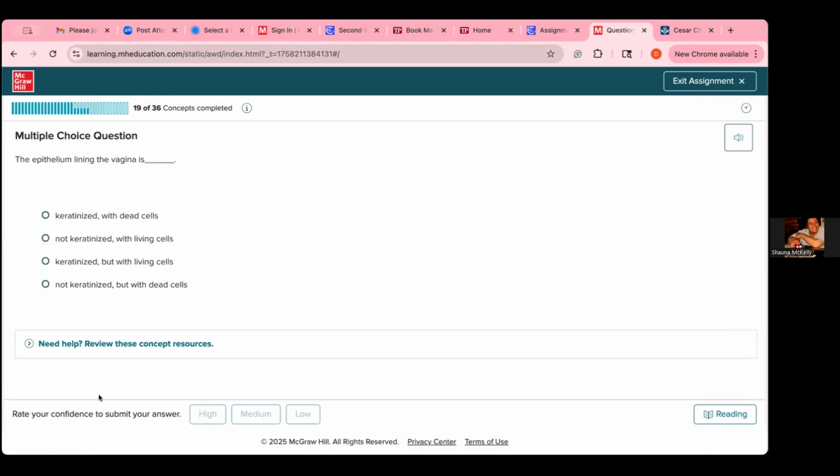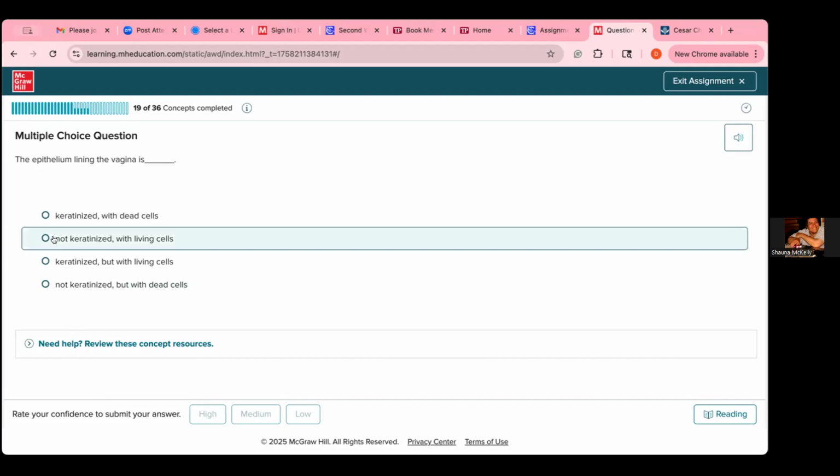The epithelium lining the vagina is not keratinized with living cells. It's the second one. It's not keratinized and the cells are alive. There you go.